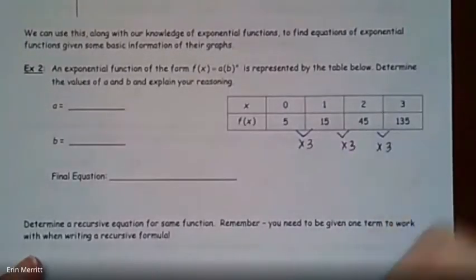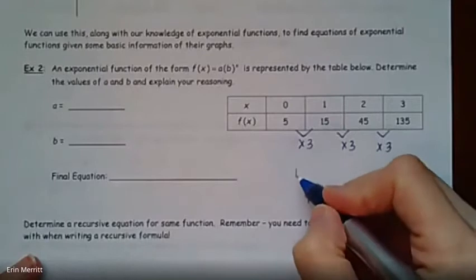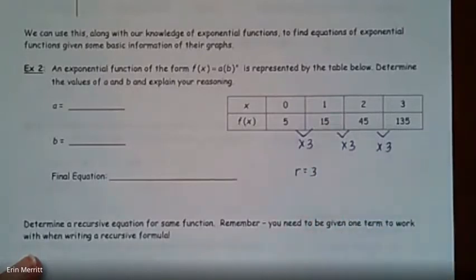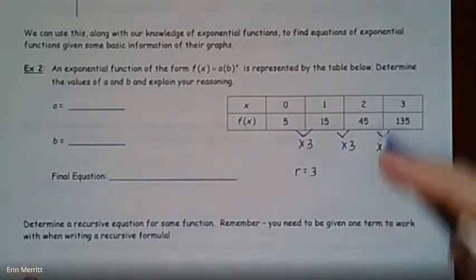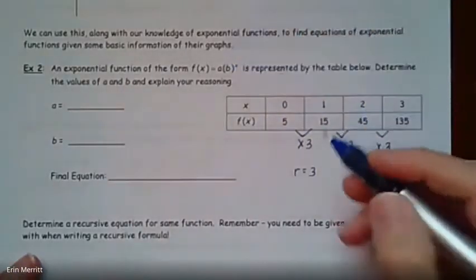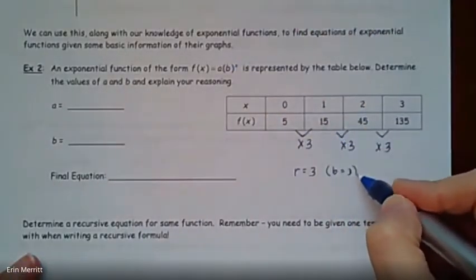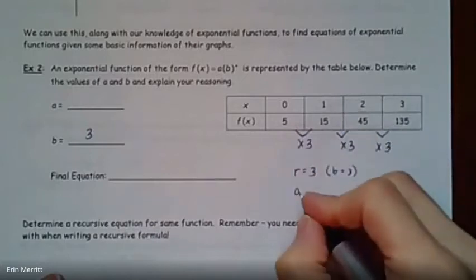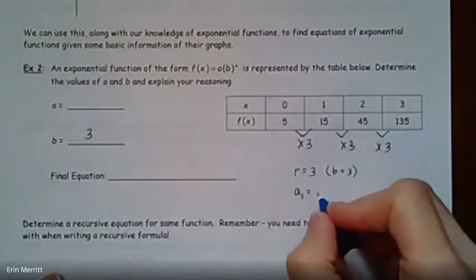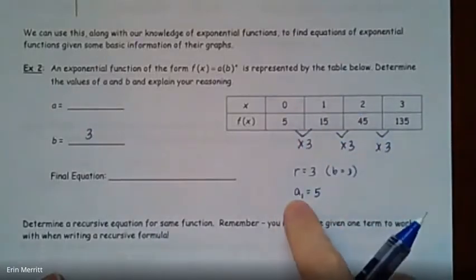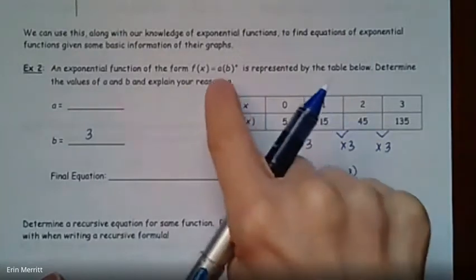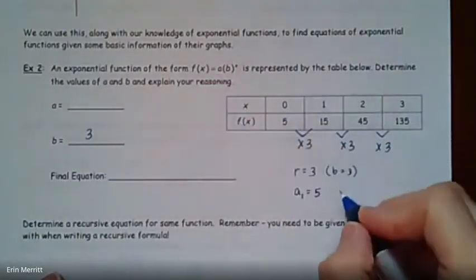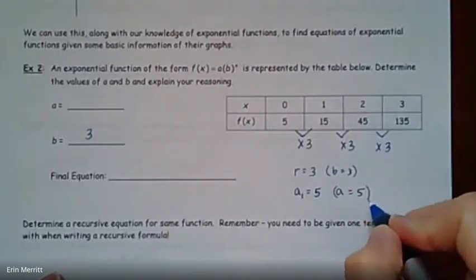And so if the common multiplier, or the R value, is 3, that is the same as what we look at here as the B value. That means the B value, or the base, would be 3 here. And then where are we starting? Well, the first term was 5, and so that's A sub 1. In this case, the first term would just be plain old A equals 5.